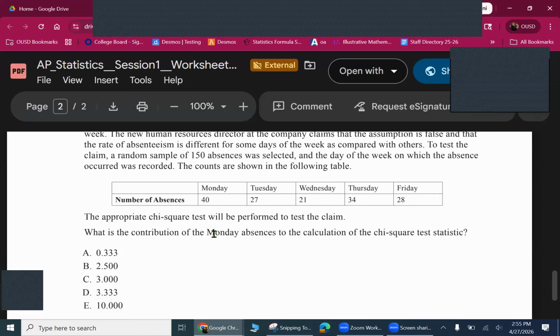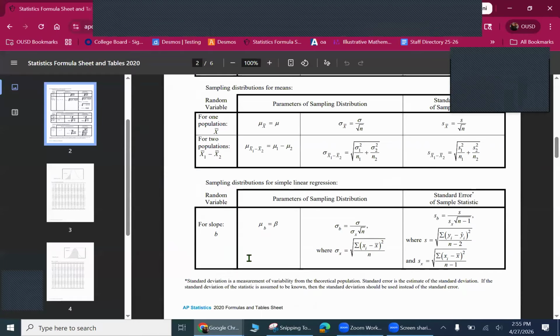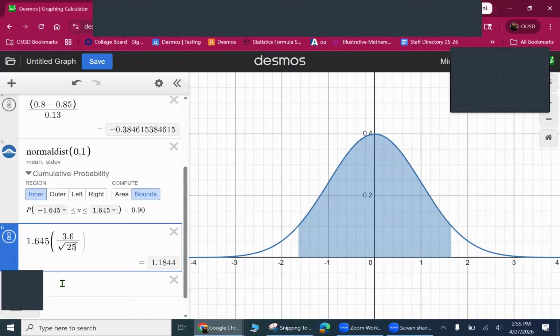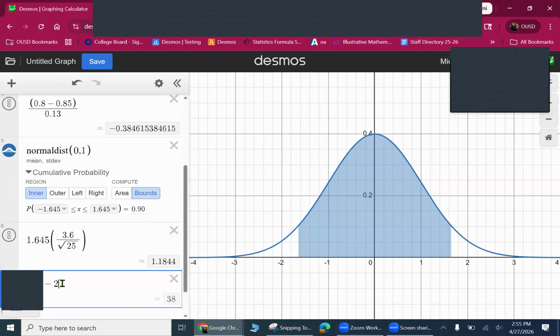So if each one's supposed to be 30, the difference there is 10, the difference there is -3, the difference there is -9. But a contribution, which is also on the formula sheet, by the way, on the front page, is chi-square: observed minus expected, squared, divided by expected. If I sum up all of them, that's the total, but I'm just asking for the first one. So that's my 40 minus my 30 squared, which is 100 because it's just 10. Then I divide by my expected value, which was 30. This is 3.33.